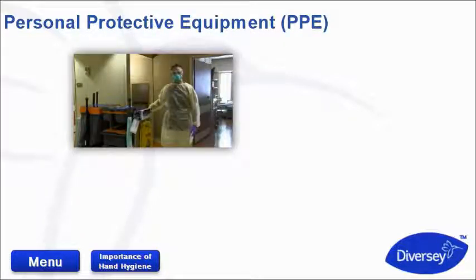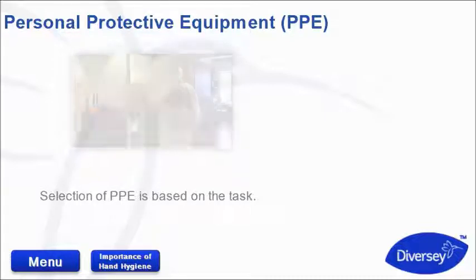To protect you while you're doing your job, you should always wear personal protective equipment. Personal protective equipment, or PPE, refers to wearable equipment that is designed to protect you from exposure to or contact with infectious agents. There are a number of types of personal protective equipment, including gloves, gowns, face masks, respirators, goggles, and face shields. The selection of PPE is dependent on the task and the potential for exposure to blood, body fluids, or other infectious agents.